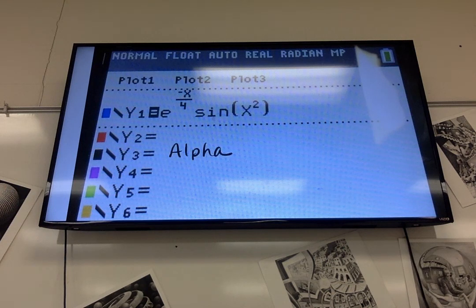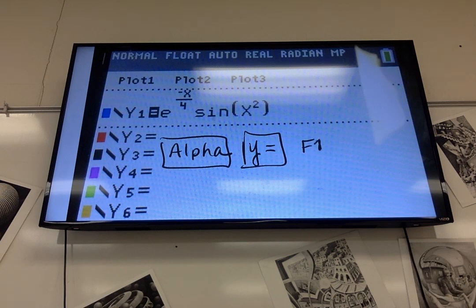Alpha, which is green, y equals. I'm about to do a window. So really what we're doing is we're doing F1, actually. That's what allows us to make sure you do it right. I don't ever do this.